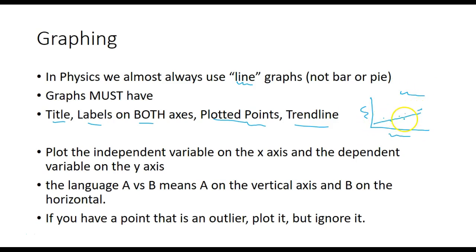Or maybe it has the trend line, but it doesn't have dots, then the plotted points are missing. Or it has dots and it doesn't have a trend line, then the trend line's missing. There are 4 things that it has to have, and you need to be able to identify the missing thing.